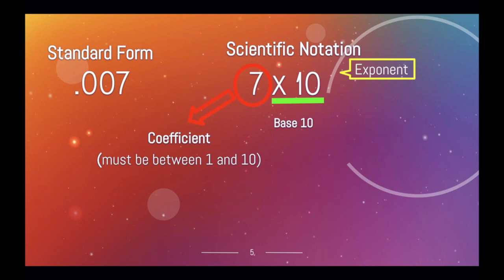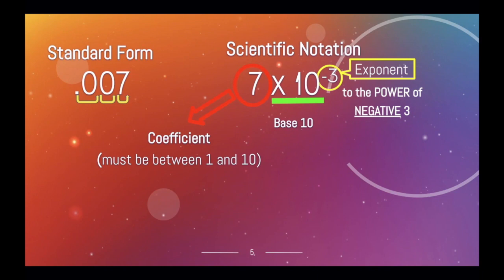In order to figure out what the exponent is, we count the number of places we have to move it to the right. So in this instance, it would be 1, 2, 3. So we move it to the right 3 times, and our exponent will be negative. So 7 thousandths in scientific notation is 7 times 10 to the power of negative 3, because we moved it to the right 3 times.